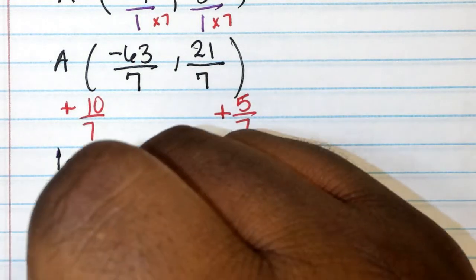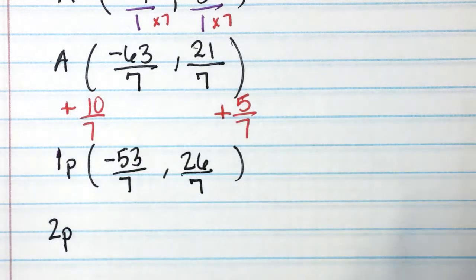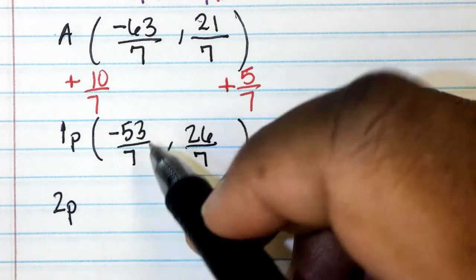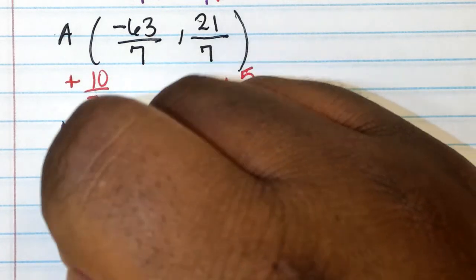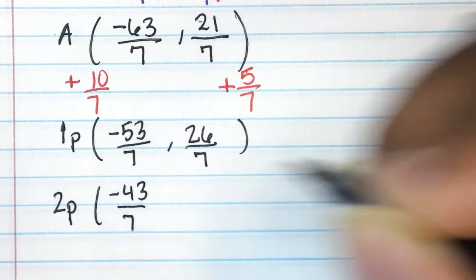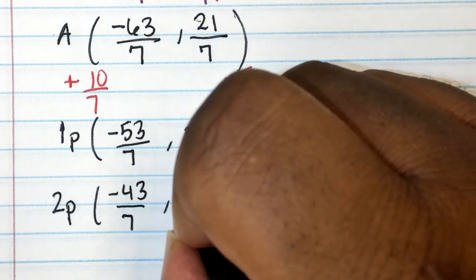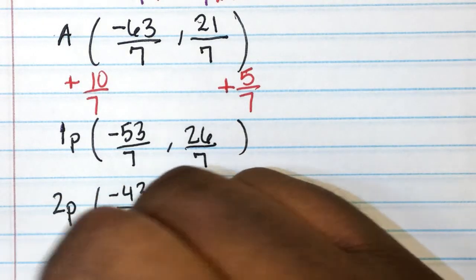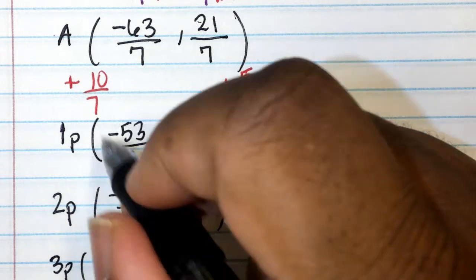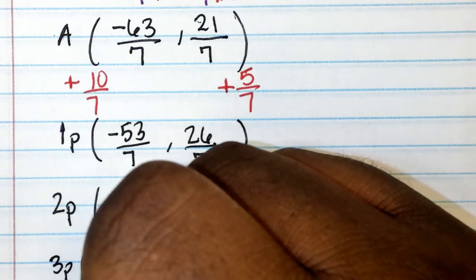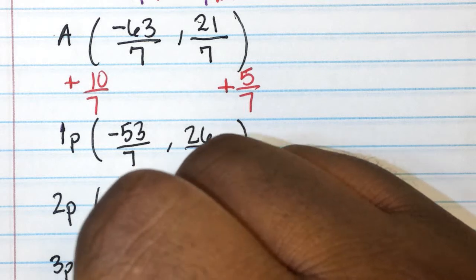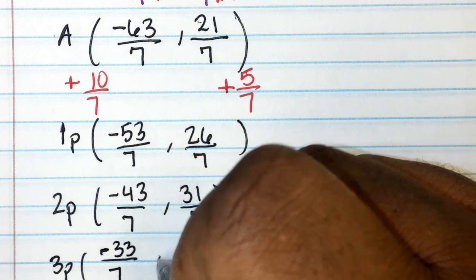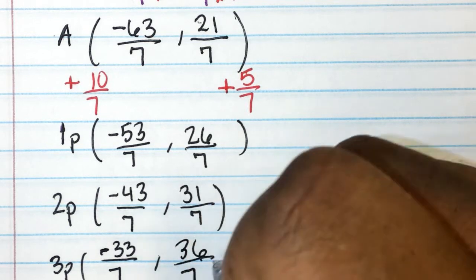Then I can do the next one, the second partition. You can keep rewriting those if you want. I just know what they're going to be, so I'm just going to keep doing it. Plus 10 to this again, it's going to be negative 43 over 7. Plus 5 on this side is going to be 31 over 7. And then the third partition, which is the one I need to get to: plus 10, negative 33 over 7, and then plus 5, 36 over 7.